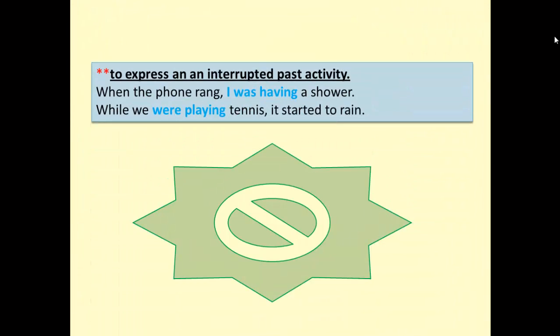Now let's move to the third use. We use past continuous to express an interrupted past activity. So if we want to express an interrupted past activity, we use past continuous. In other words, I want to explain it because it's hard to get the idea. So please draw your attention to me here.